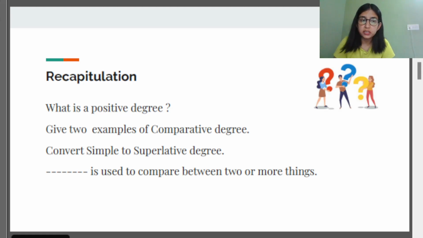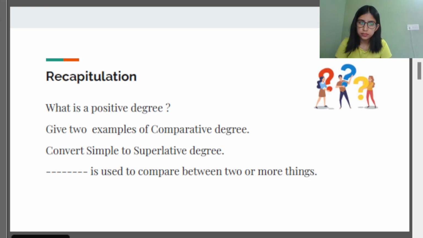That is a pretty easy task for you. You will be converting the word simple to a superlative degree. And there is an additional task: tell in which degree simple is right now, whether it is comparative or positive degree. Then convert it to superlative degree. And the last question is: dash is used to compare between two or more things. Tell which degree of adjective is used to compare between two or more things.